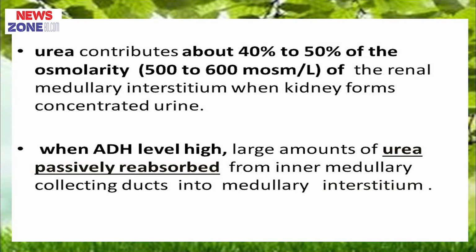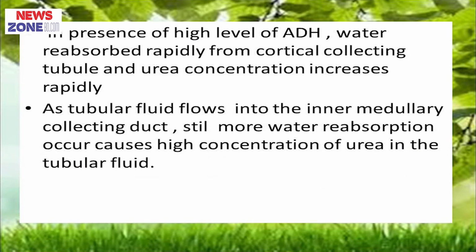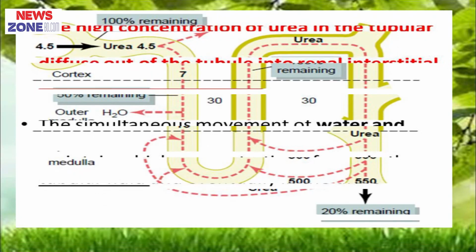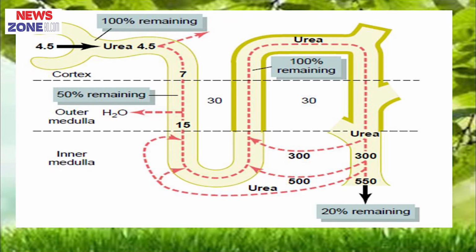Normally, when ADH level is high, the inner medullary portion of the collecting duct becomes permeable to urea, so urea is passively reabsorbed with water. From the figure you can see the urea impermeable segments. The deep green portion indicates the urea impermeable segments.